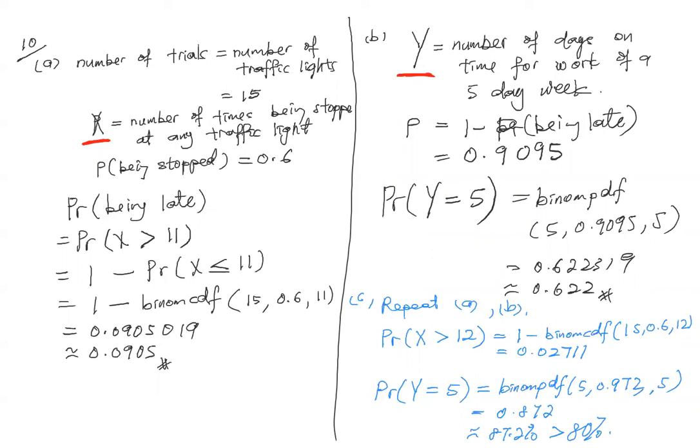Hello? Are you clear? So you see, from this binomial, get into another binomial. Then I change the scenario. So you have to repeat.